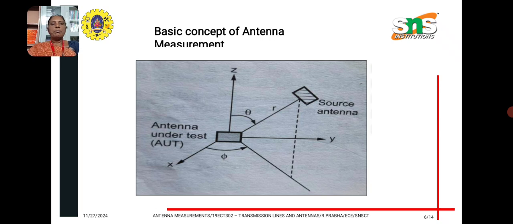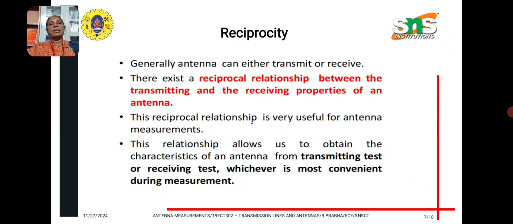And the diagram represents how the antenna under test is located with respect to the source antenna in a coordinate system. So in the diagram there is x, y, z coordinate. At the origin the antenna under test is located, and at a distance r from the antenna under test the source antenna is there, and the distance between these two antennas is r, and there are two angles measured here. Theta is the polar angle and phi is the azimuth angle.